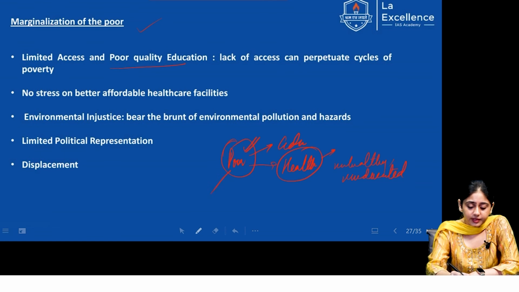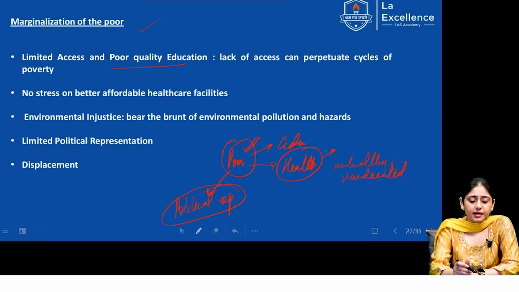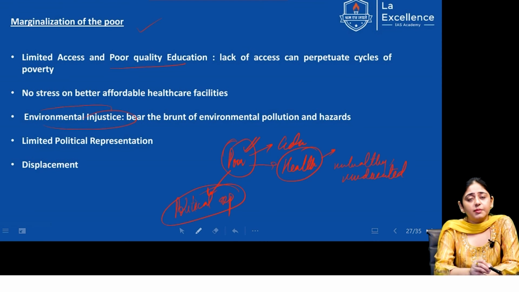And on top of it, your political representation is very low. Again, your voice is not heard. You are being marginalized to the corner. You are not important for us. It gives a signal that you are in the marginalized section. Your well-being is not important. Then they have to bear even the environmental injustice.